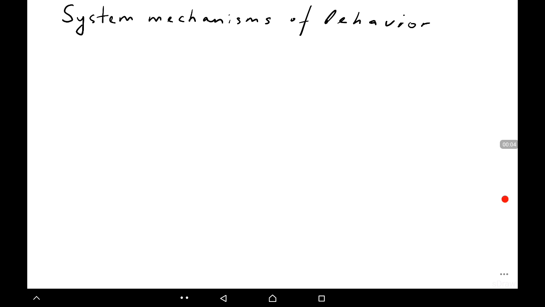Now we will discuss the system mechanisms of behavior. This concept was proposed and developed by Pyotr Anokhin, Russian physiologist. Before the concept of system mechanisms of behavior, the reflex theory of Pavlov, conditioned and unconditioned reflexes, was used to explain different forms of behavior.